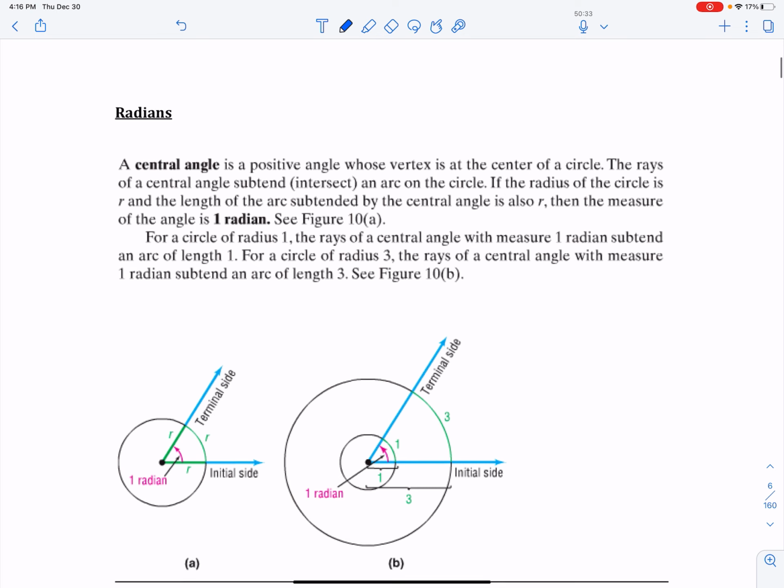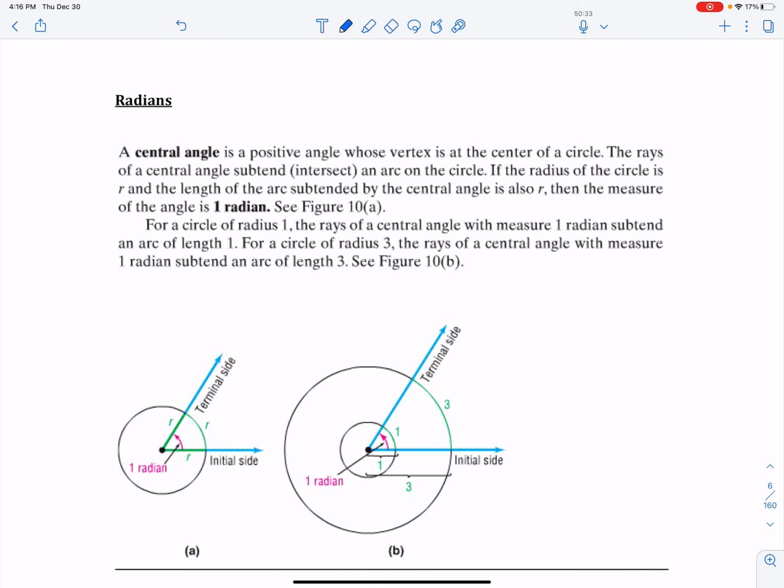If you look at this figure here, and I'll once again star it so you know which one I'm looking at, we can see that the length of the radius and also this little piece here is also r. So that's the arc. That's what a radian is. We can also make it bigger. If the radius is 3 instead of 1, then that arc length here should also be 3.